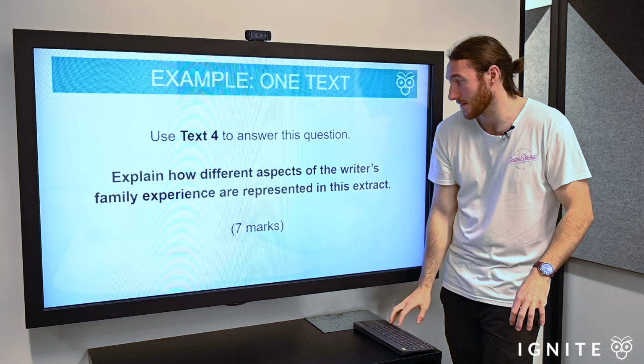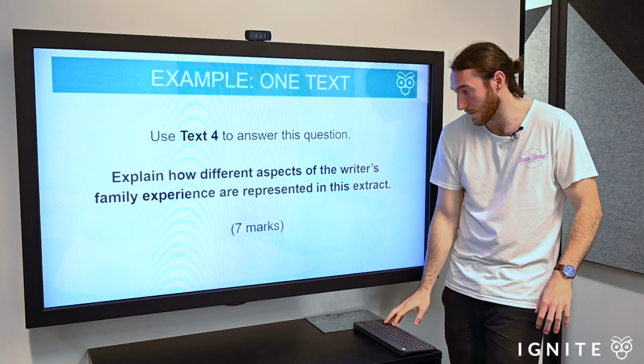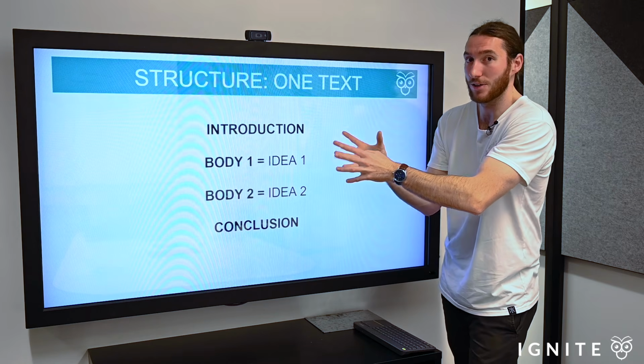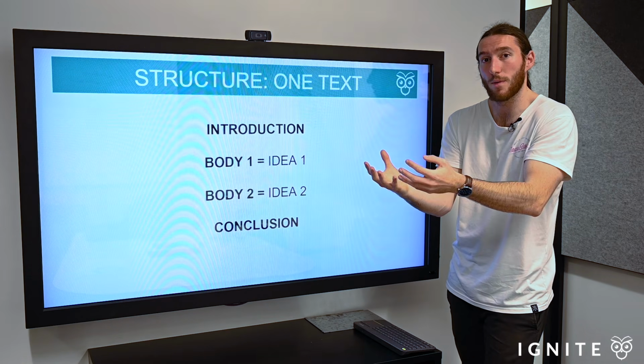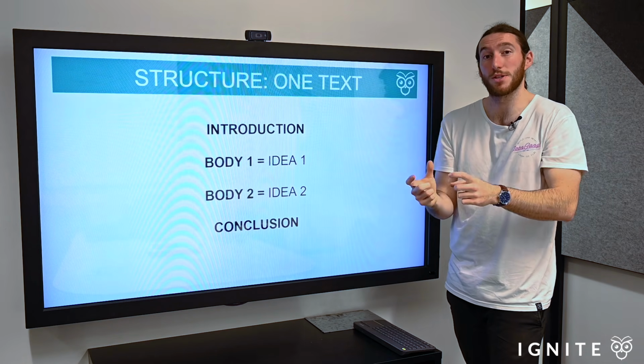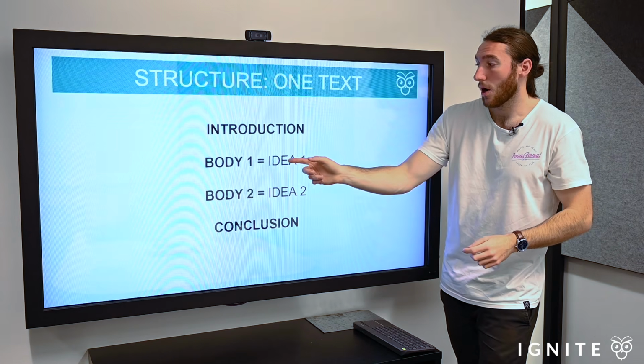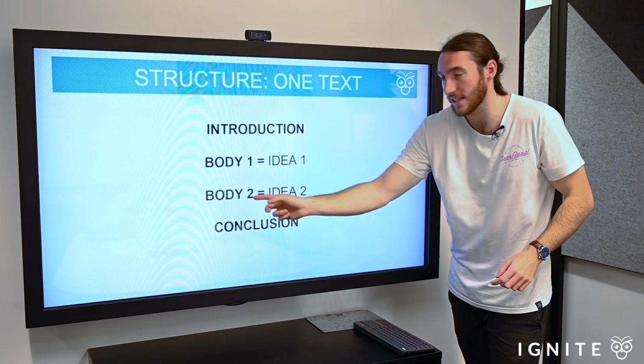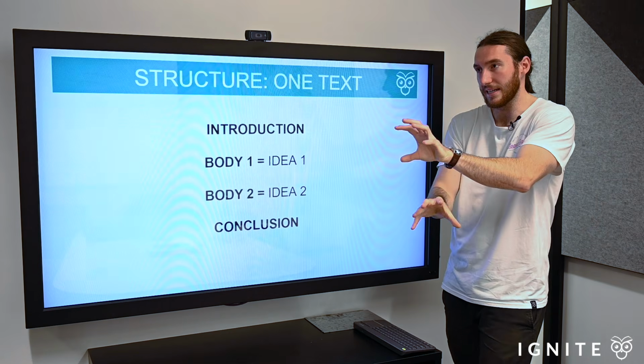So the different aspects of the family experience are... We want to actually say what those key ones are in the introduction. So be specific straight away and make sure you're using the keywords of the question. After that, I would then be looking at idea 1 in your first body and then idea 2 in your second body. And that's how you split it up. You should split the ideas.